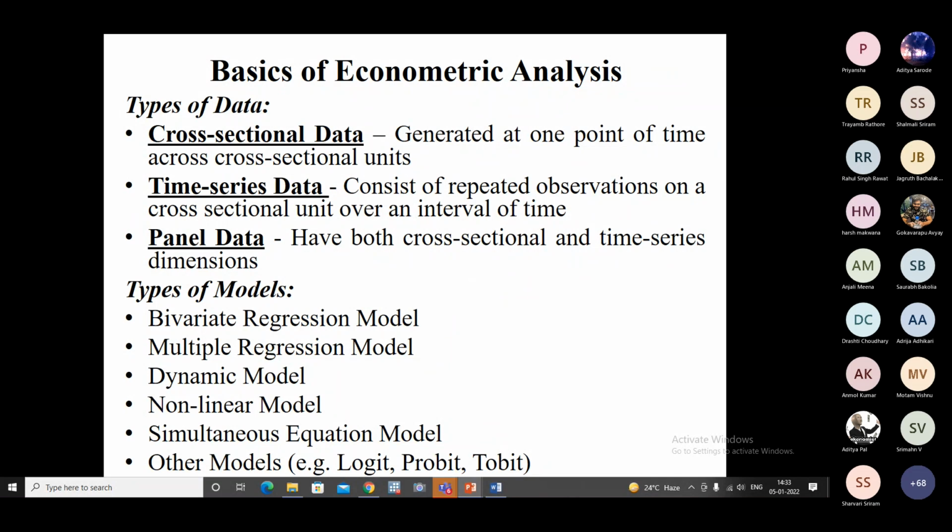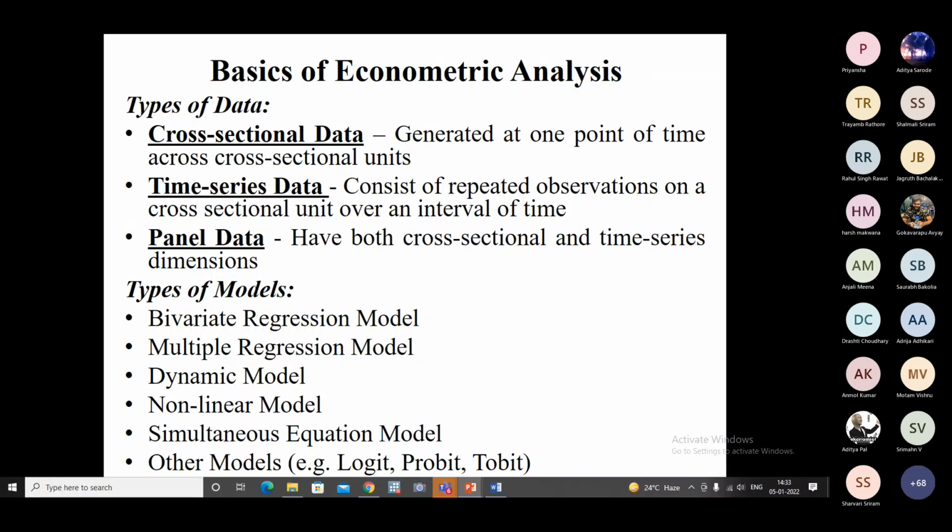Per capita income in different states of India in the year 2020-21. This is cross-sectional data. Time series data, per capita income in India during 1951-52 till say 2020-21. It is basically observations on a particular cross-sectional unit over time.